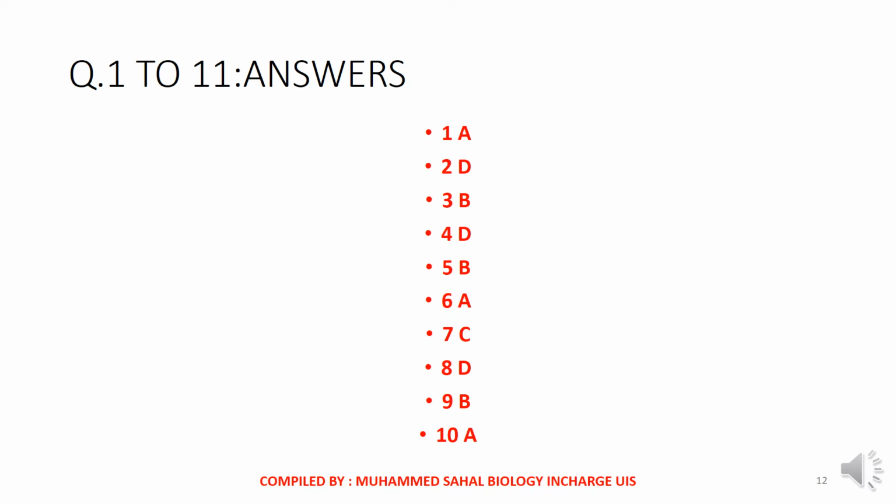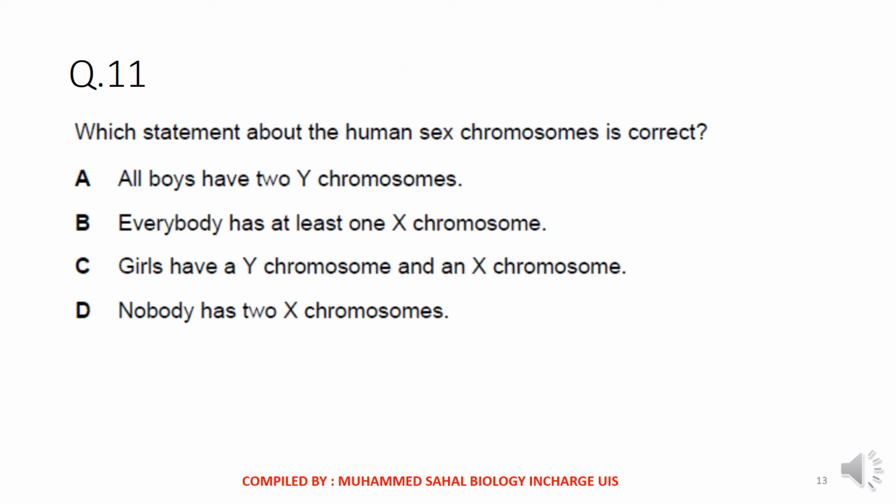Here are the answers. Question number 11. Which statement about the human sex chromosomes is correct? The answer is B. Everybody has at least one X chromosome.